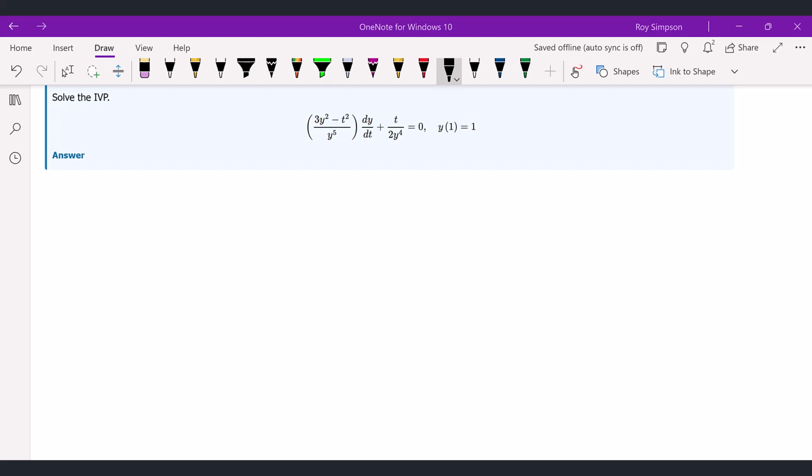We're just going to see if an equation is exact, and if it is, we're going to go ahead and solve that differential equation.